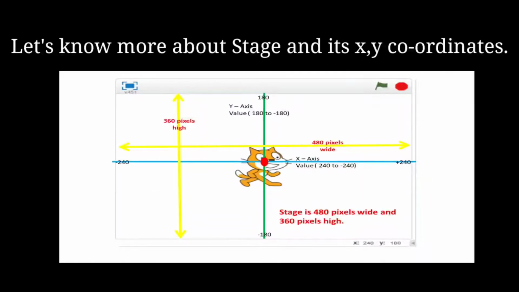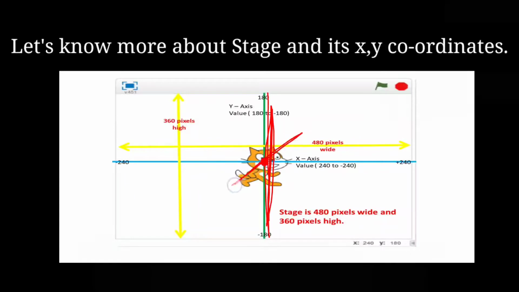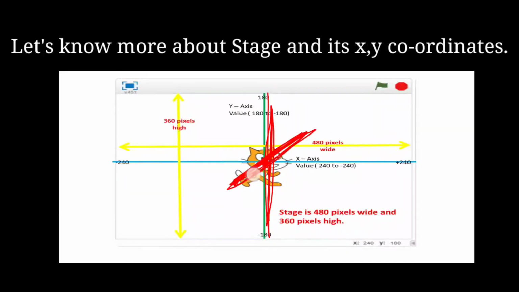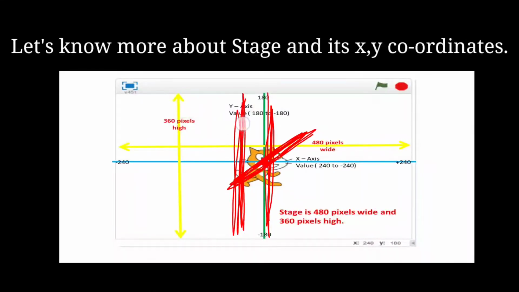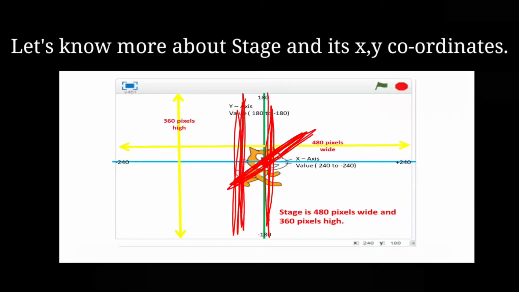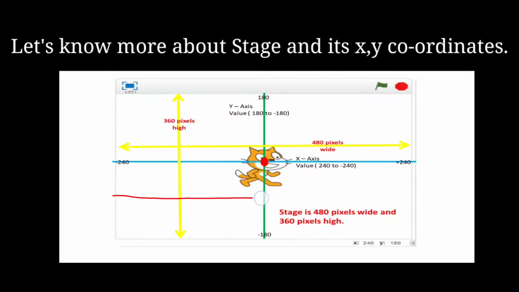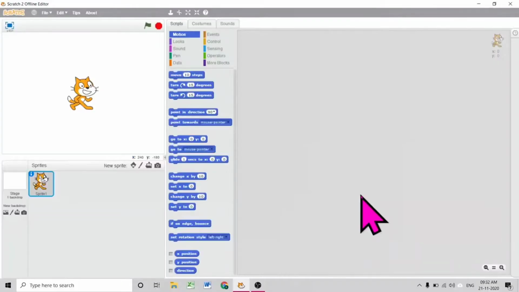Same with the y-axis. This is my y-axis, and this is 0, where y is 0. Upside plus 180, downside minus 180. So altogether this is 360. So the size of your stage is 480 pixels wide and 360 pixels high.